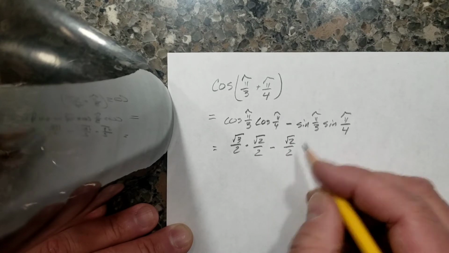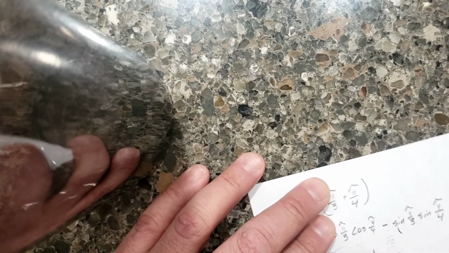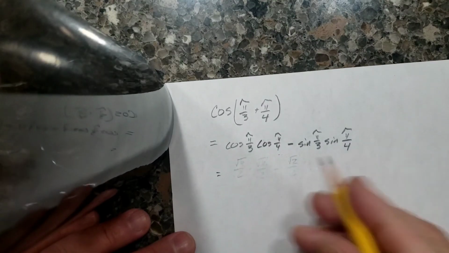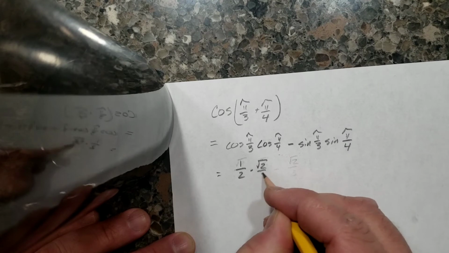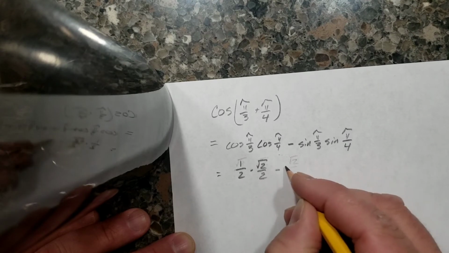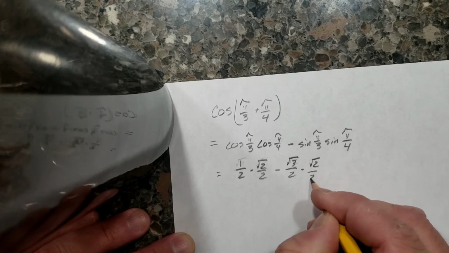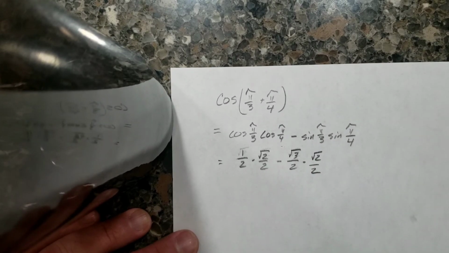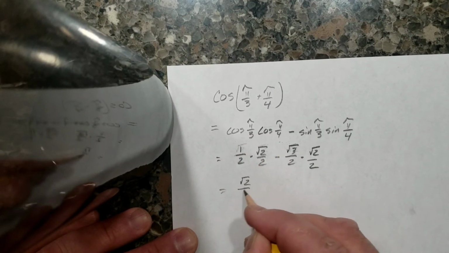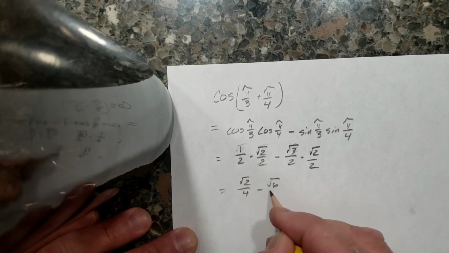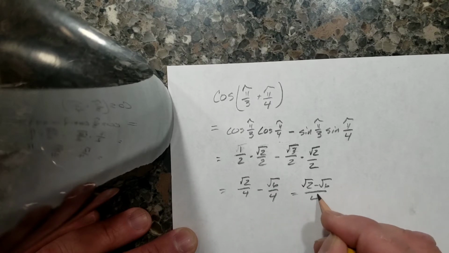Oh, check that. Look, the wrong spot. I'm just going to erase here. Sorry for the mistake. Let's go back here. 1/2 times radical 2 over 2 minus radical 3 over 2 times radical 2 over 2. Okay, clean that up. Radical 2 over 4 minus radical 6 over 4. And there it is, radical 2 minus radical 6 over 4.